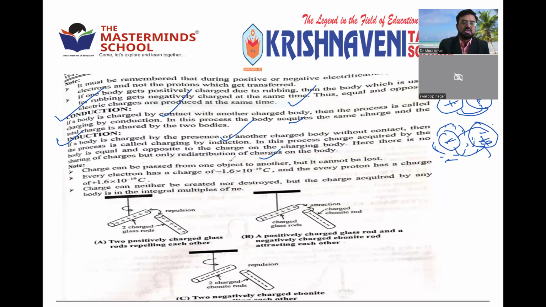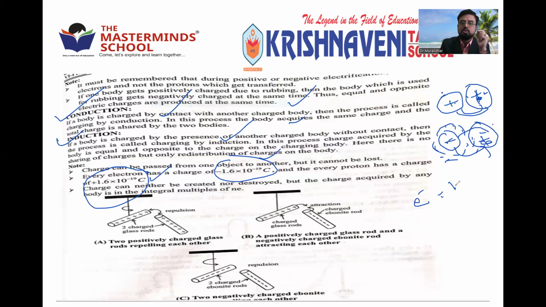Every electron has charge. See, the charge of an electron is negative, 1.6 into 10 power minus 19 coulomb. Whereas for a proton, it is plus 1.6 into 10 power minus 19 coulombs. Right. So the charge of an electron you can write like this: e minus is equal to minus 1.6 into 10 power minus 19 coulomb, whereas proton e plus is equal to plus 1.6 into 10 power minus 19 coulomb. This is the charge of an electron and a proton. The magnitude is the same, but one is negative, one is positive.